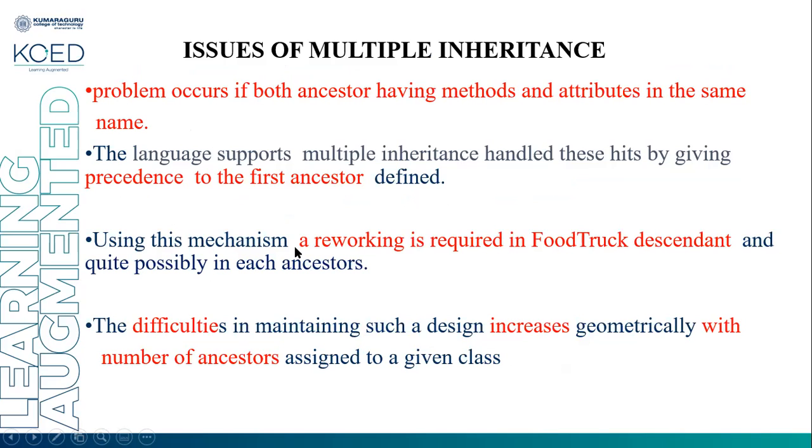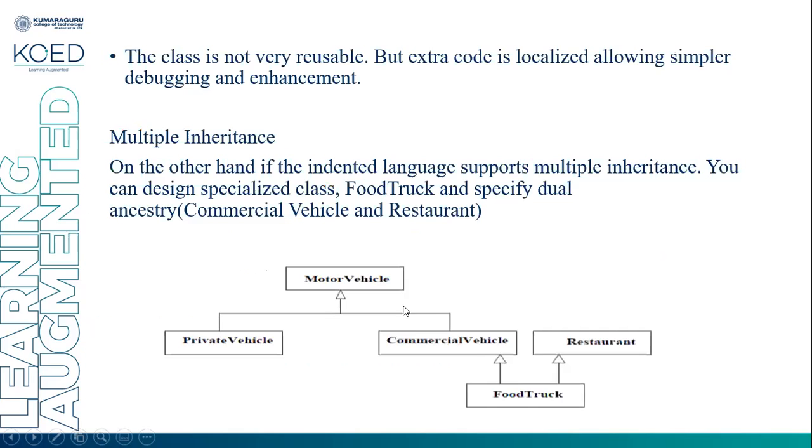Using this mechanism, rework is required in the food truck descendant and possibly in each ancestor. So we have to make some rework in the food truck descendant as well as in the ancestors. This is a complicated process.